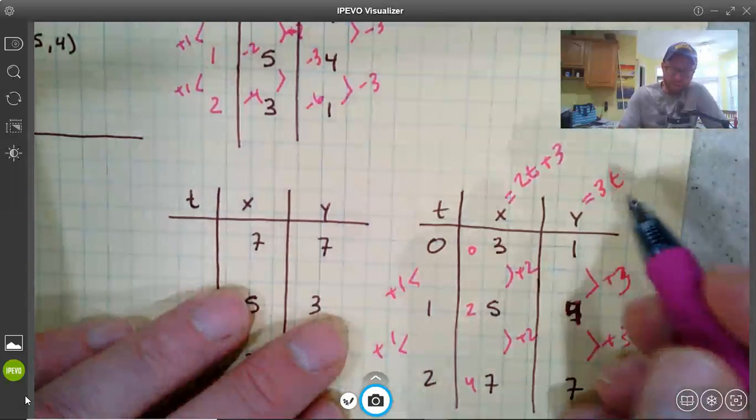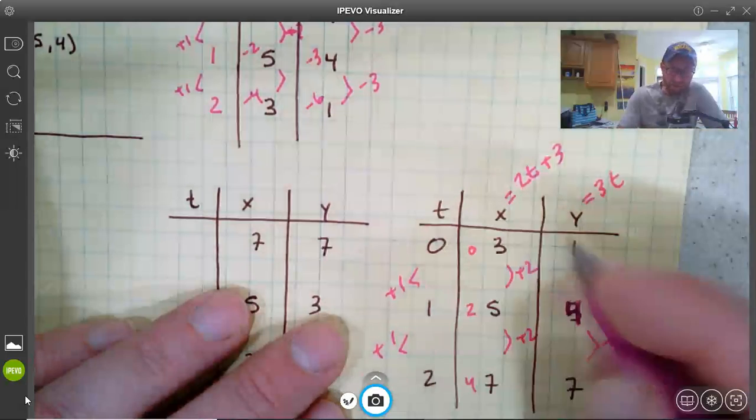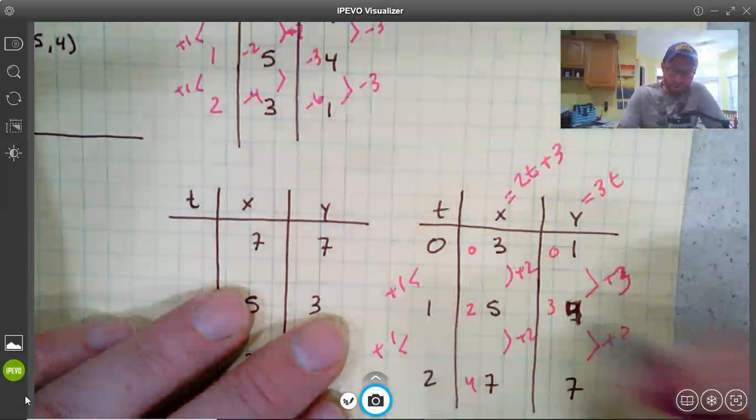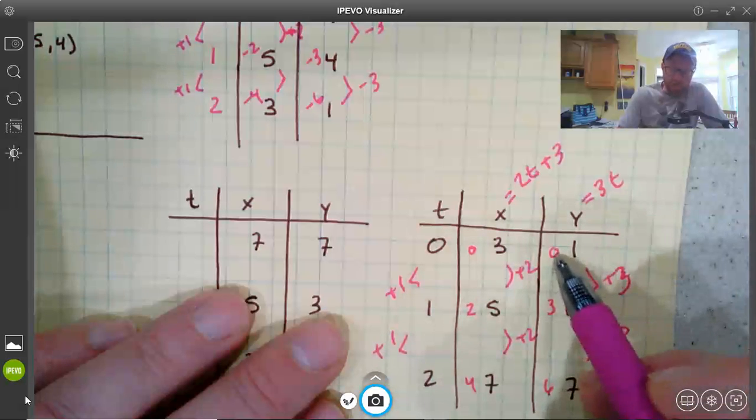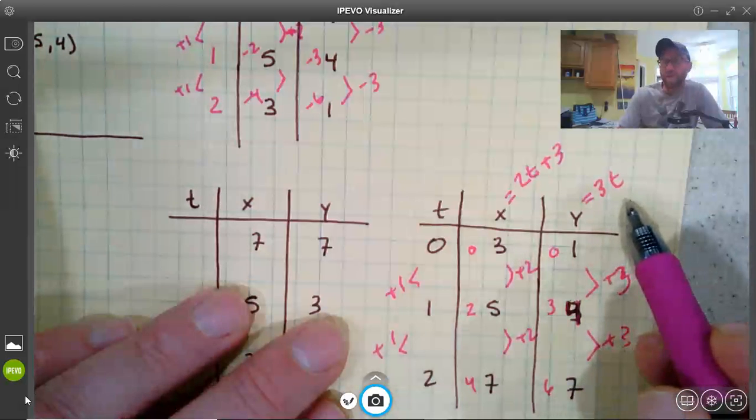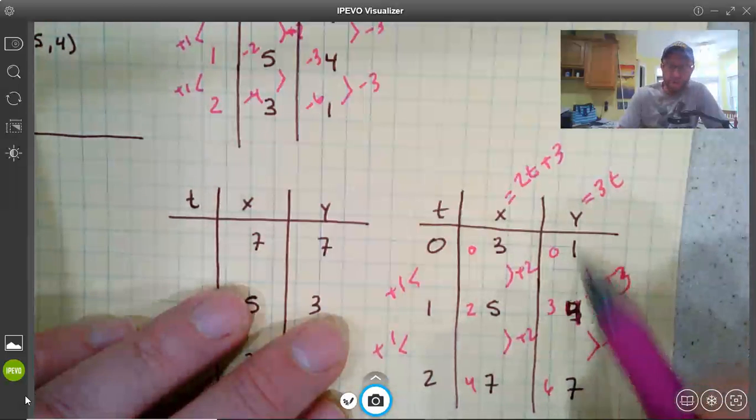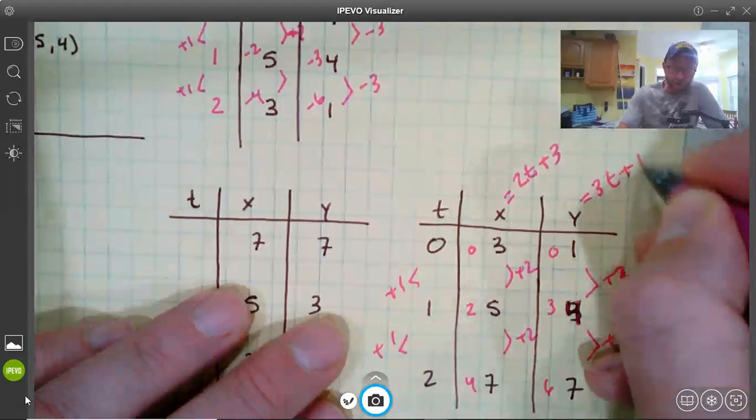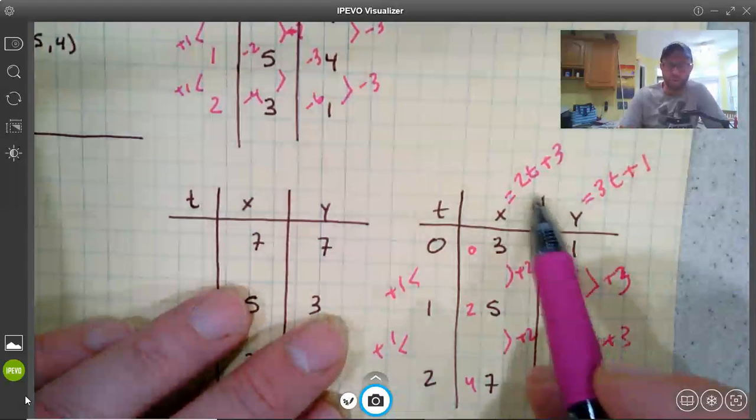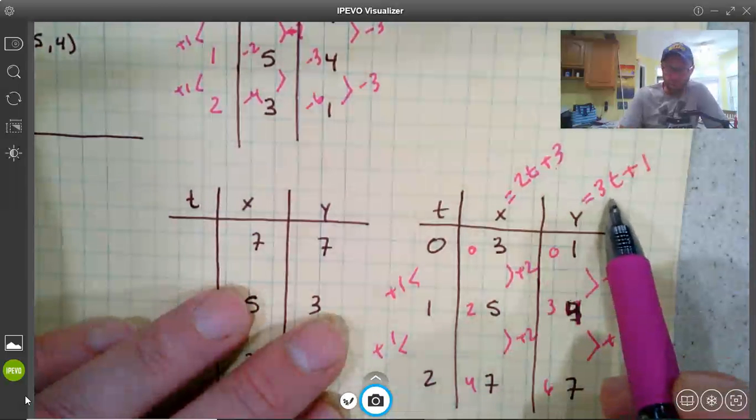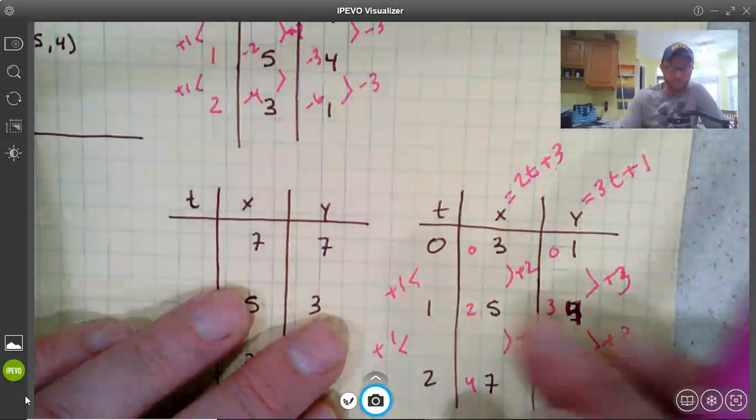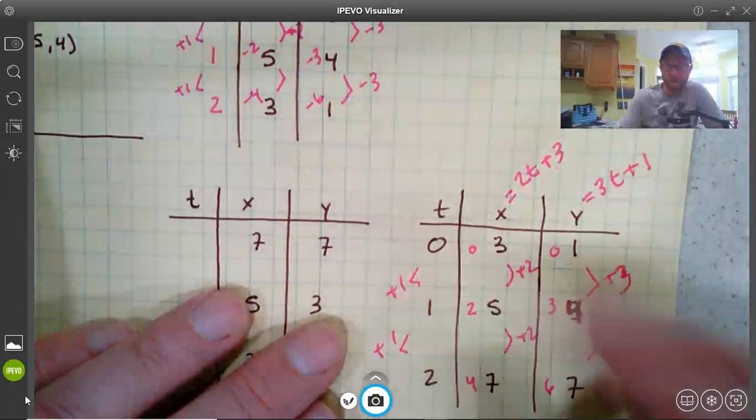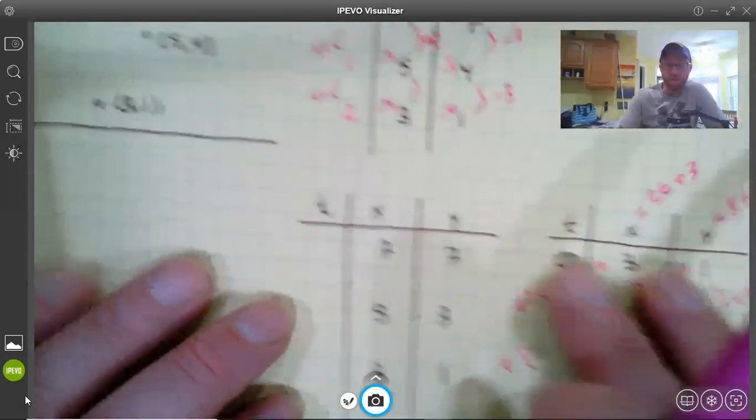And of course, if I use that rule as is, 3 times 0 is 0. 3 times 1 is 3, and 3 times 2 is 6. So in this case, I would get 0, 3, 6 if I use the rule as is, but I don't want that. I want 1, 4, 7, so I have to adjust by adding 1. So these rules here, 3t plus 3 and 3t plus 1, will also work. I just changed my t values a little bit. I could change them again.